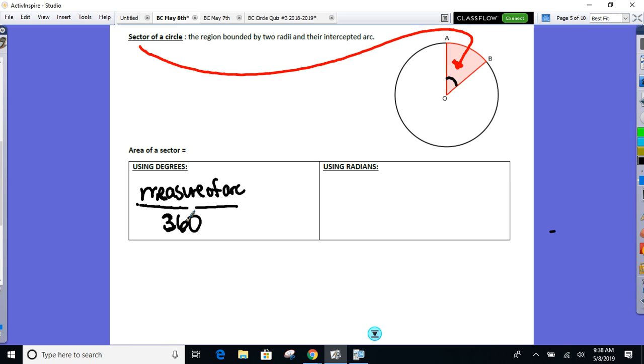Anybody remember that was the beginning of what other formula from last unit? Arc length, arc length. But now we're not going to multiply it by the circumference like we did last unit. We're going to multiply it by the area, pi r squared. It's part of the area.